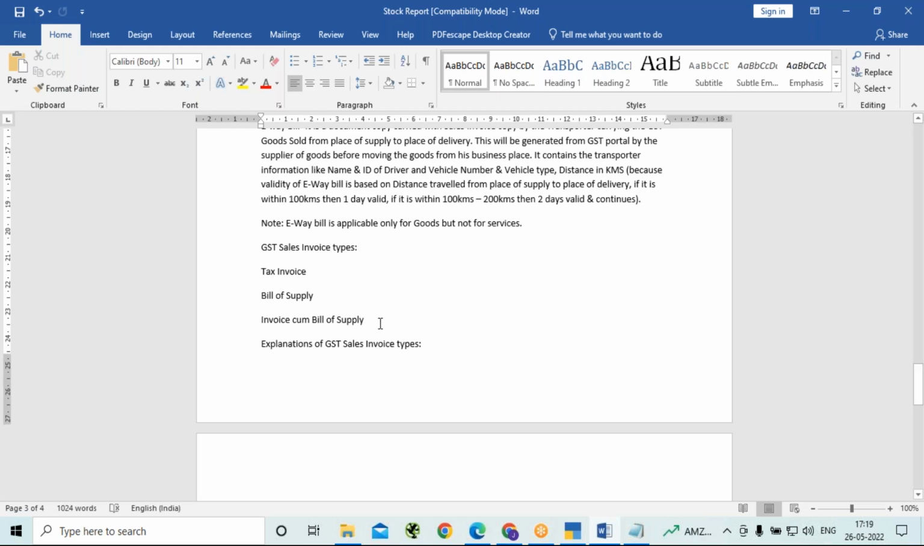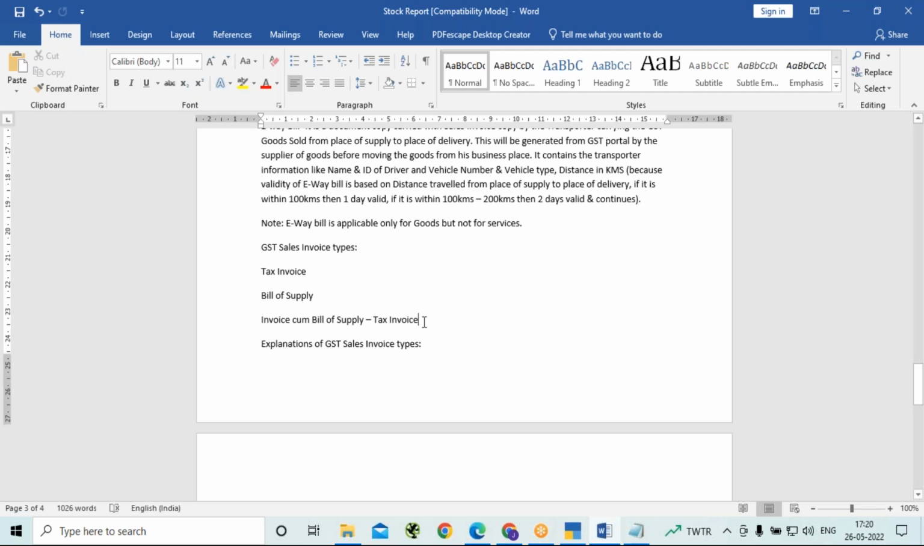In case there is a combination of items or services, both taxable and exempted, then it is going to be invoice cum bill of supply. But before it was in this format, now it has been changed into tax invoice only. So only when you have goods or services which are exempted or nil rated, those will be printed in the name of bill of supply. Otherwise, it is considered a tax invoice.